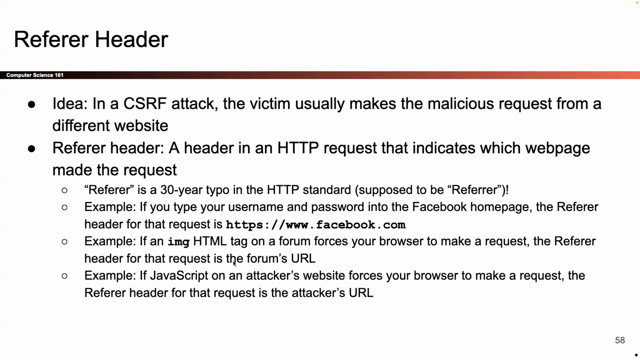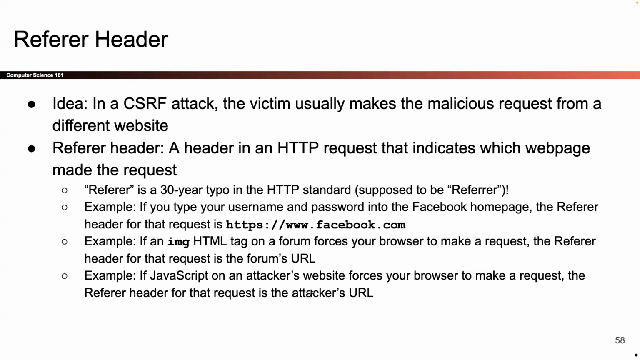So for example, if you're on, say, a forum, and someone makes a post with a malicious IMG tag and you make the GET request, then the referrer header will say, the reason why this GET request was triggered in the first place was because the user was on that forum, saw the IMG tag, and made the GET request. So the referrer header, roughly speaking, tells you where the request came from. Or say you're on an attacker's website, and the attacker's website runs some JavaScript that triggers a request. The referrer header would say something like, this request was made when the user was on the attacker's website. So that's the referrer header.